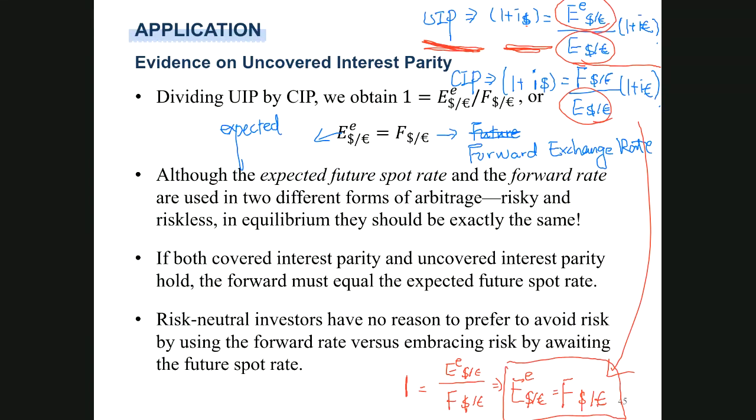That echoes the second bullet point. Although the expected future spot rate and the forward rate are using two different forms of arbitrage, risky and riskless, in equilibrium they should be exactly the same. If people's expectation is 100% accurate, the forward exchange rate is supposed to equal the expected exchange rate. If both CIP and UIP hold, the forward rate must equal the expected future spot rate.